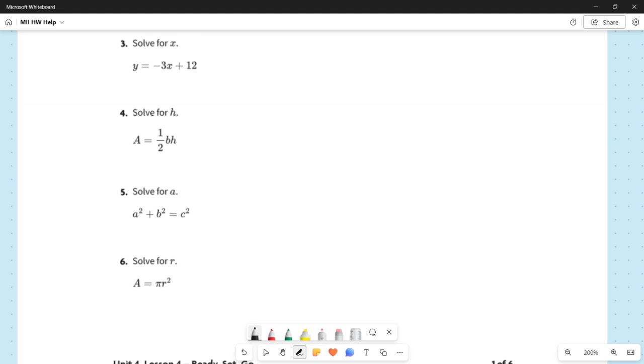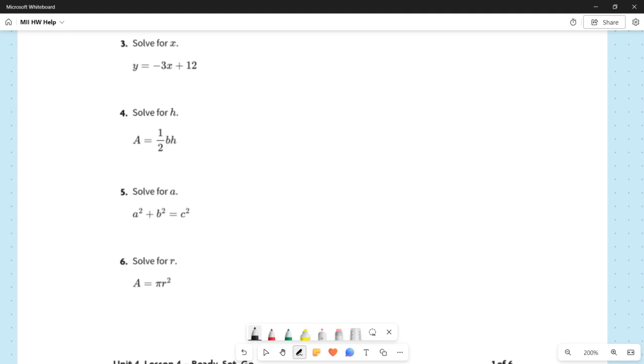Next assigned question was number 3. This time we want to solve for x, and our equation is y equals negative 3x plus 12. This looks kind of like the slope-intercept form of a linear function. And in this particular scenario, we, for some hopefully legitimate reason, want to solve for x. So that's fine, we can do that.